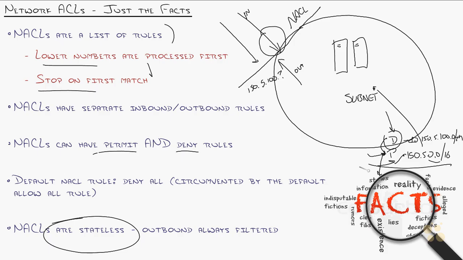Now, let me say this. Every subnet that you create in VPC has a NACL by default, which might make you scratch your head if you consider that.